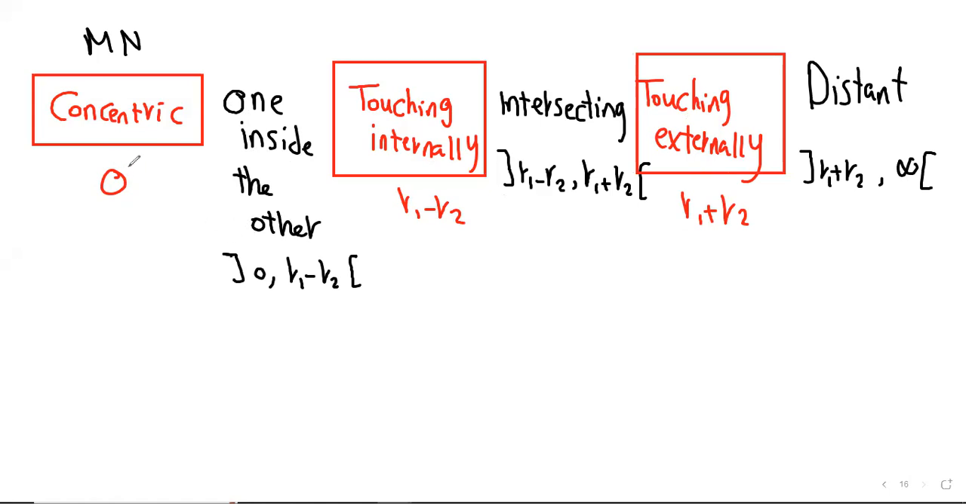It's greater than 0 and less than the difference, so the interval from 0, open, to the difference between the two radii. And if the two circles are intersecting circles, then Mn is greater than the difference and less than the sum, so it's the interval between the difference and the sum. And if the two circles are distant circles, then Mn is greater than the sum, so it will be the interval from R1 plus R2 to positive infinity.